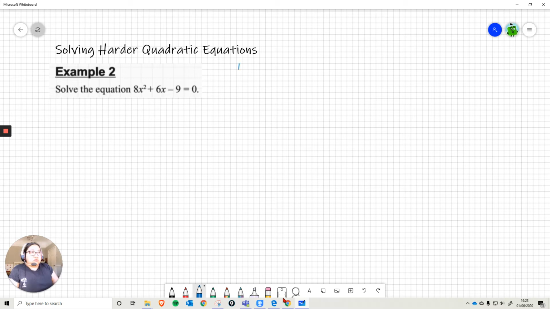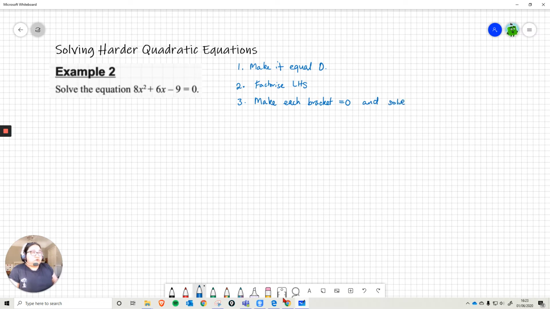Step 1, making sure the equation equals 0. And this equation does. Step 2, factorize. And you need to factorize the left-hand side. Step 3, make each bracket equal 0 and solve.